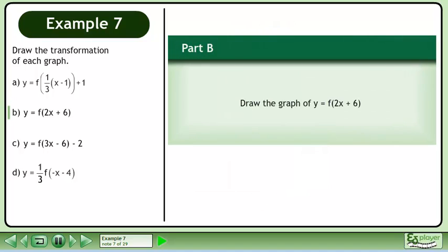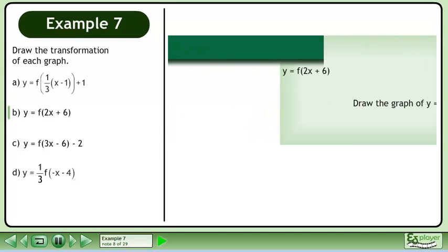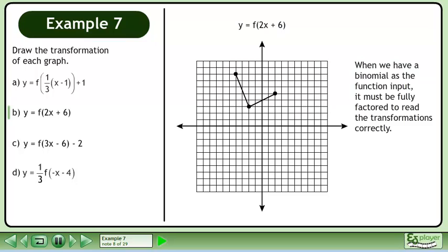In part B, we'll draw the graph of y equals f of 2x plus 6. When we have a binomial as the function input, it must be fully factored to read the transformations correctly. Factor out the 2 to get y equals f of 2 times x plus 3.